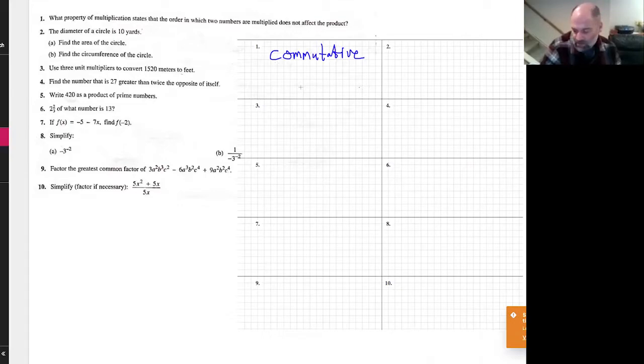There's another property that we talked about, associative. And associative just, if you have three or more things you're multiplying, it doesn't matter what you put the parentheses around. So it's not different order, it's just how you're grouping them, okay? Everybody good with number one? Thumbs up? Okay. All right, number two, the diameter of a circle is 10 yards.